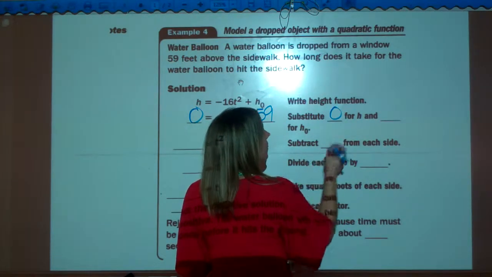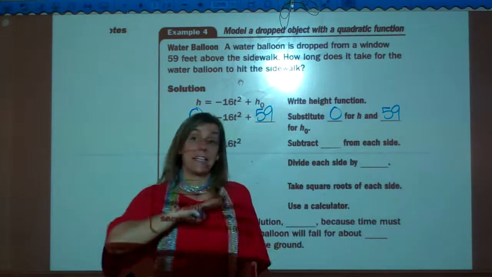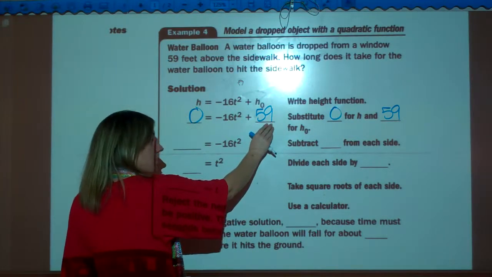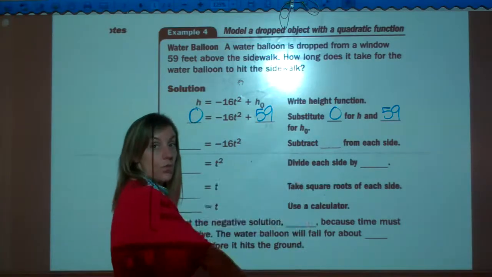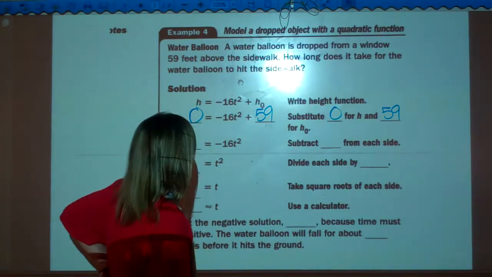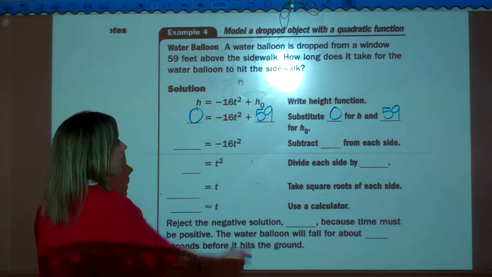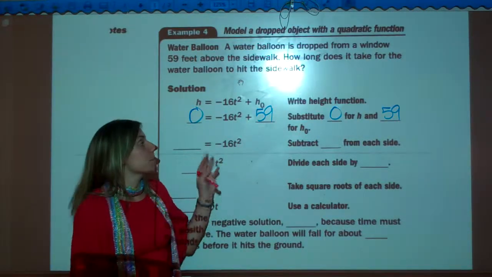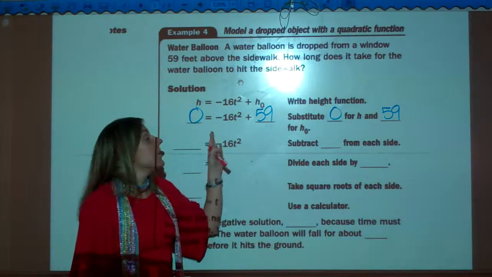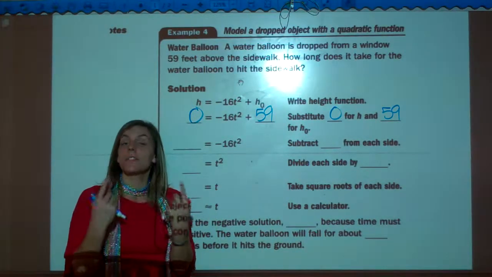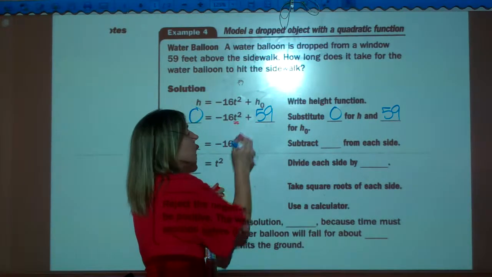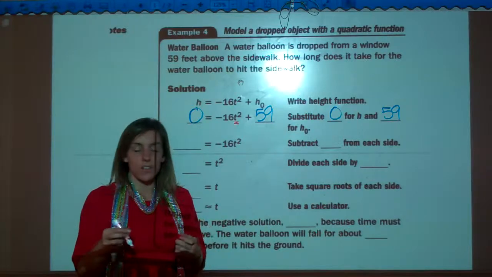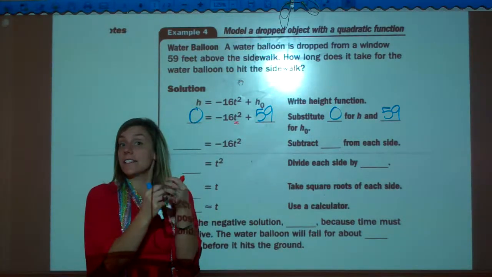So we want to put in 0 for H, when it hits the ground, and we're starting up at 59. So 59 is the starting value, and that's how it's going to fall. That makes a little arc, like a parabola that we've been working with, okay? The reason we would square root in this problem is because there's a t squared but no variable t by itself, so you don't have to worry about factoring or anything like that. You can just isolate the t squared, okay?